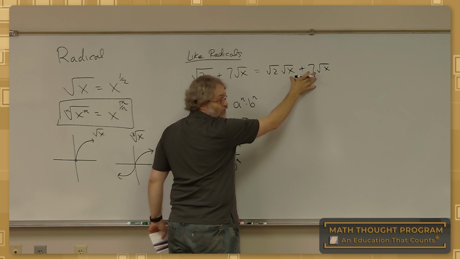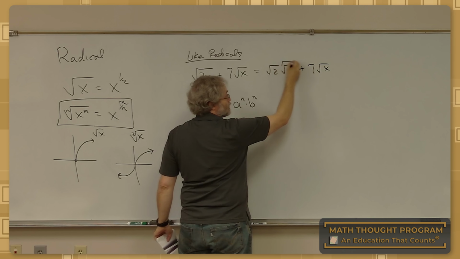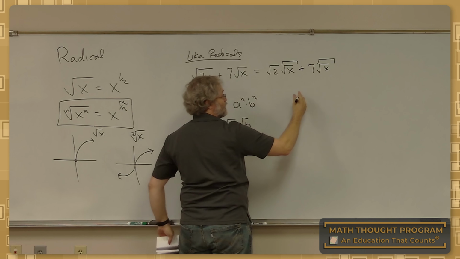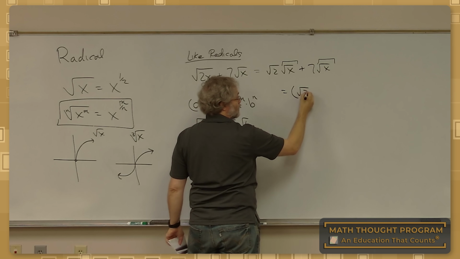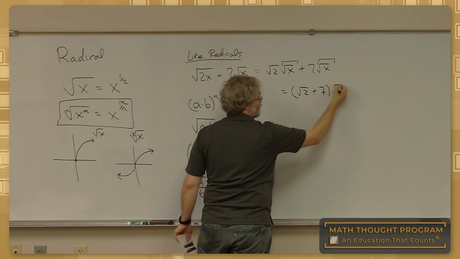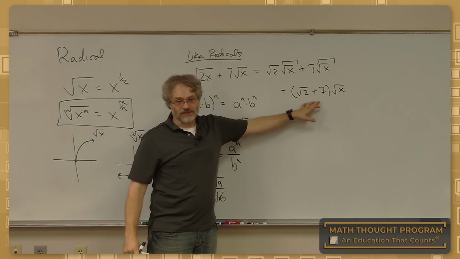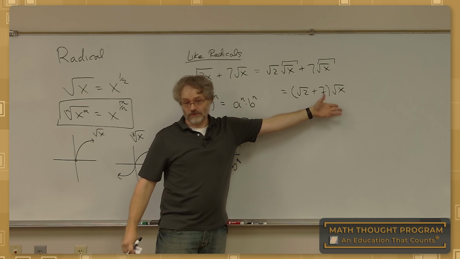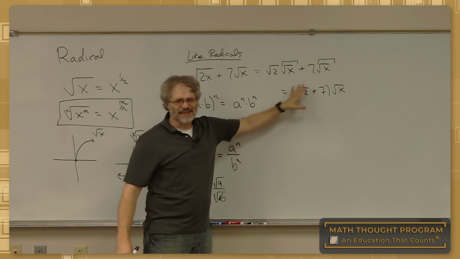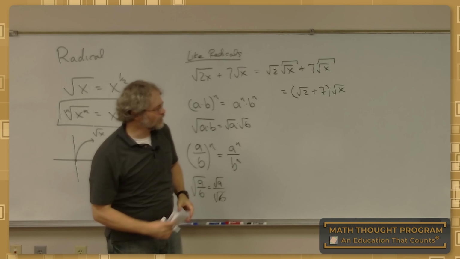And I see I can factor out the root x. Same thing here. So when I pull it out, I'm left with a root 2 plus 7 root x. I can't do anything here. I'm pretty much stuck, but I was able to at least factor out the root x. I just can't combine this. Nothing is going to really be any benefit.